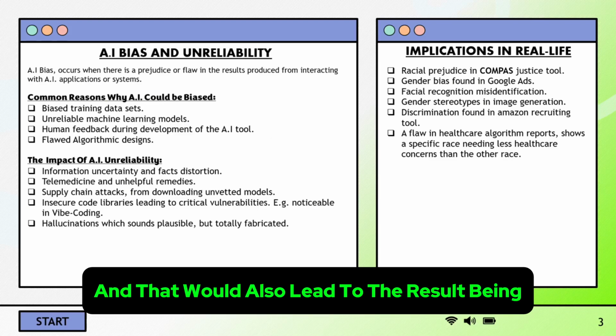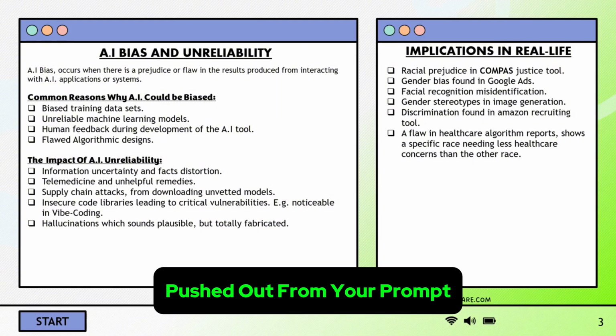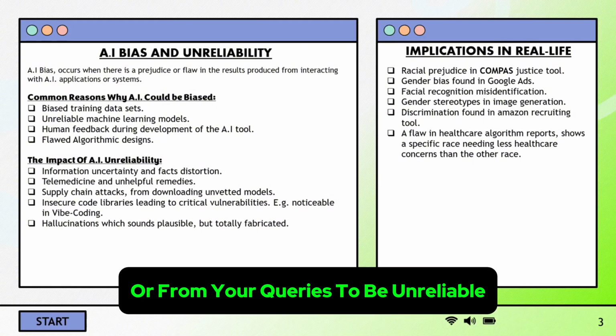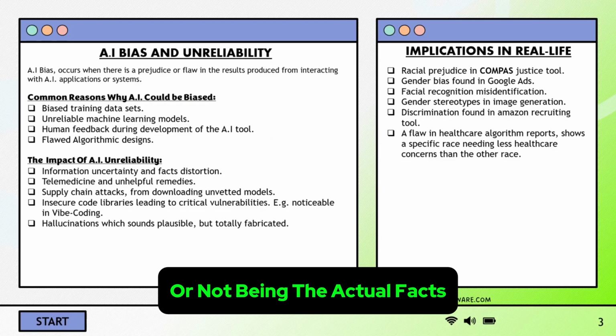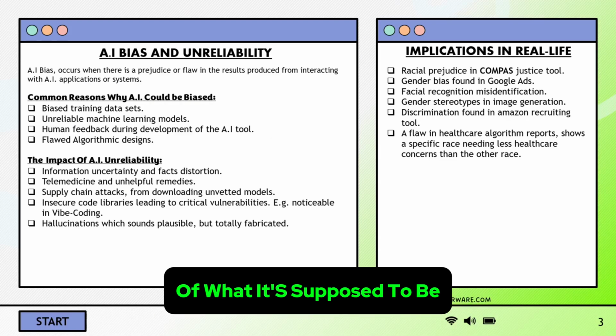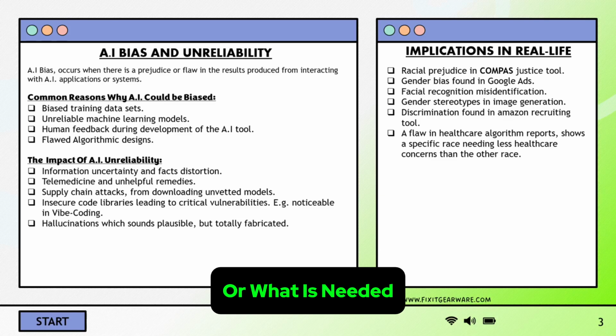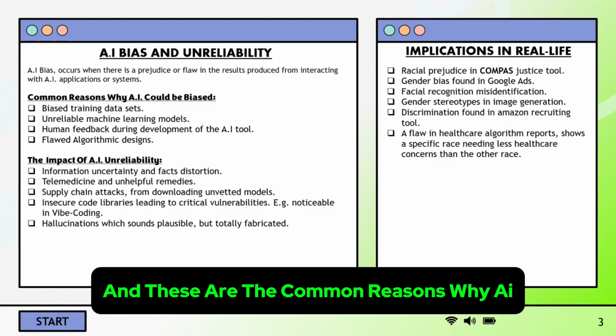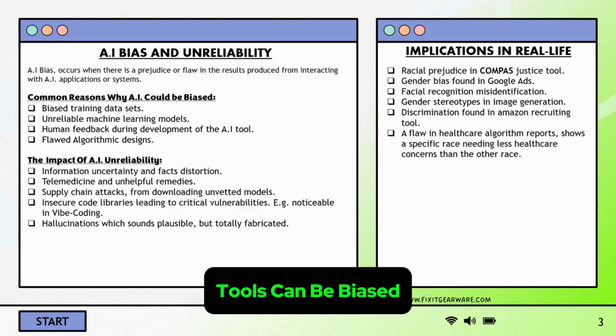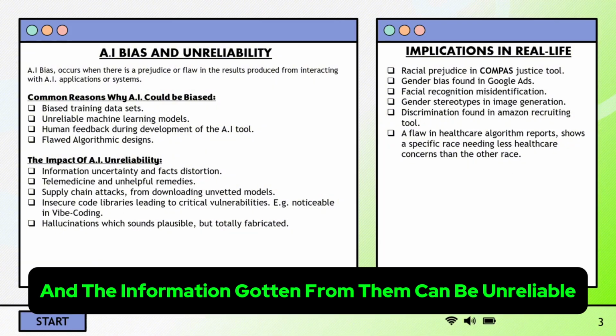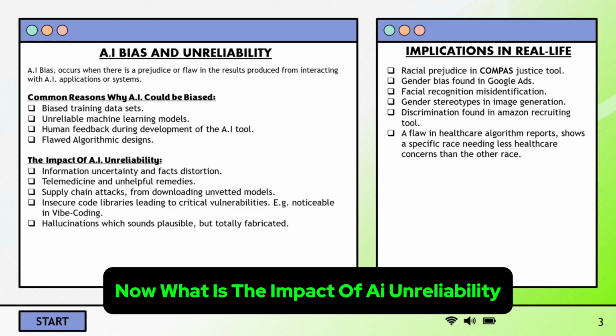And that would also lead to the result being pushed out from your prompt or from your queries to be unreliable or not being the actual facts of what it's supposed to be or what is needed. And these are the common reasons why AI tools can be biased and the information gotten from them can be unreliable. Now, what is the impact of AI unreliability?